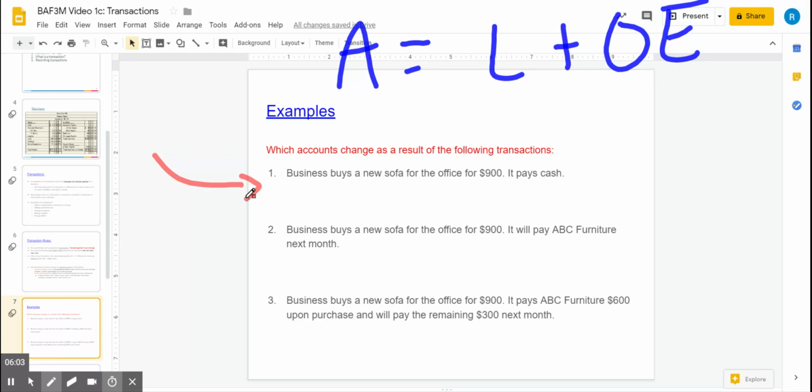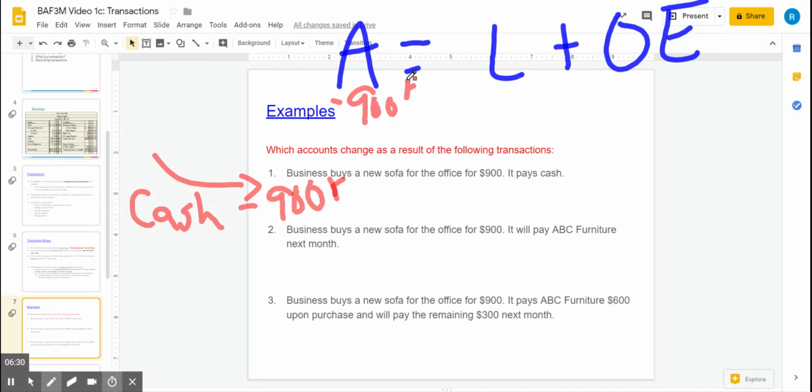These accounts can either be assets, liabilities, or owner's equity that are going to be changed by what happened here. Well, what's the first one that's pretty clear? We just paid $900 cash for something. So the business's cash will decrease by $900. But is that it? No, because if all that happens is cash, which is an asset, decreases by $900, then this equation will no longer be in balance.